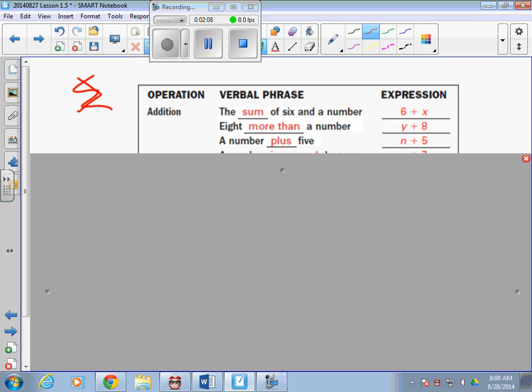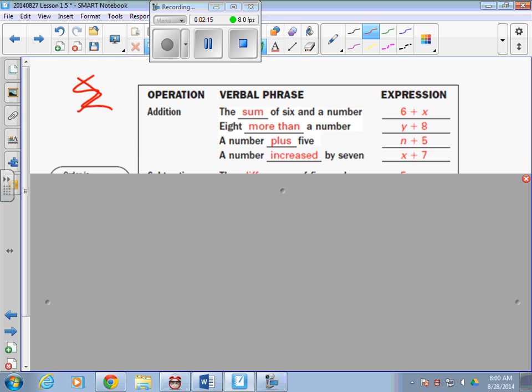A number plus 5, so N plus 5. Again, you could use any variable right here. A number increased by 7, so X plus 7. Notice which one comes first in each of those. It says the sum of 6 and the number, 6 is first. In the other one, it's 8 more than a number, and this is why I was saying it's kind of confusing, because it's backwards. You see how the number 8 comes first, and in the model itself, 8 is second.